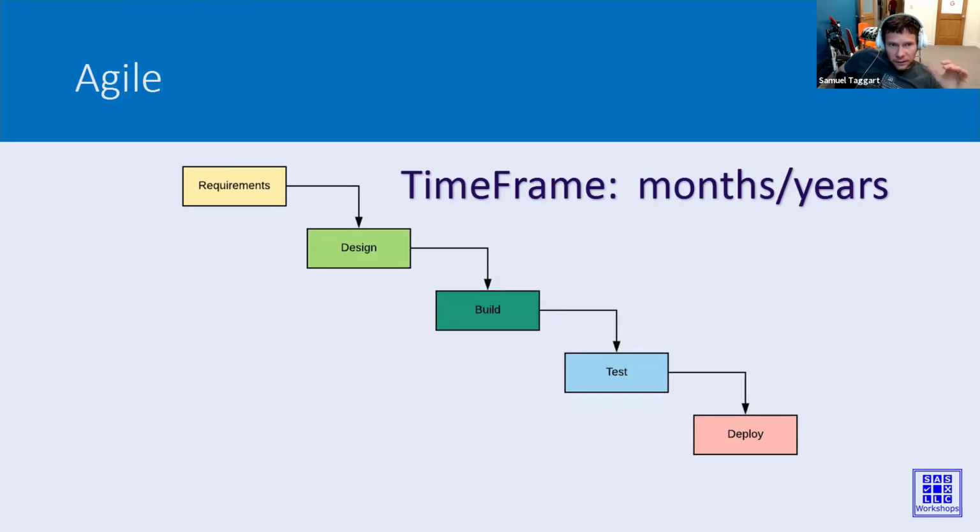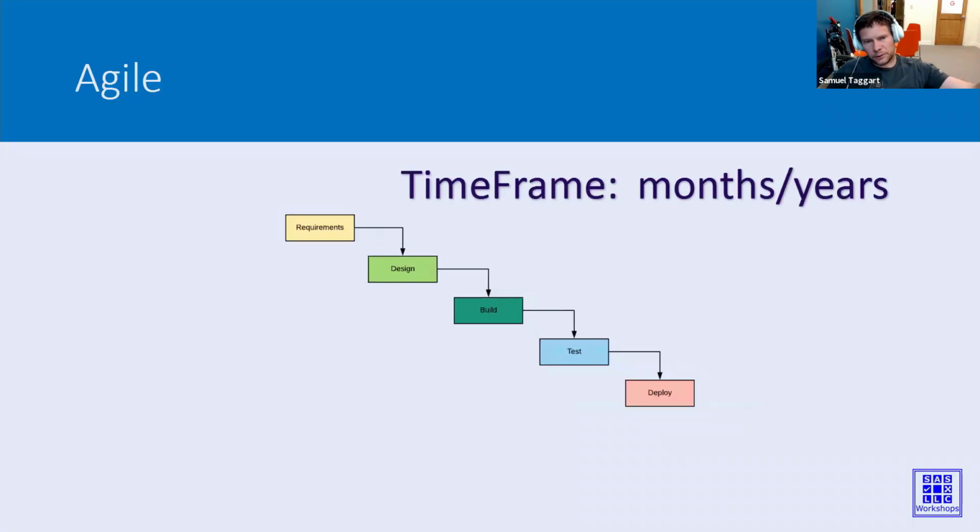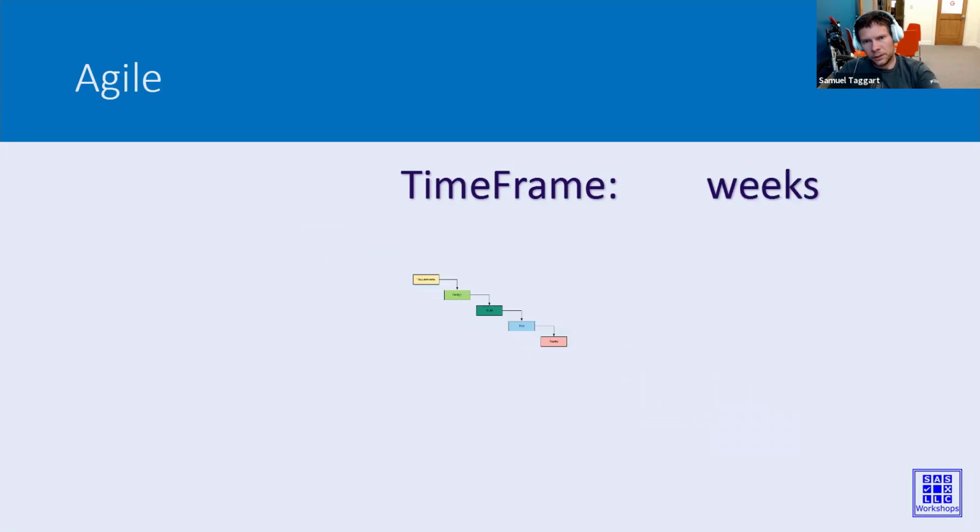And so waterfall has this big long time frame. When we do Agile, what we do is we shrink all that down and we do all those steps, but we do them in the time frame of a week or 2 week long sprint.